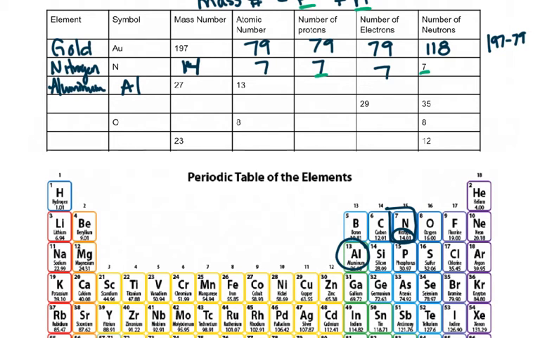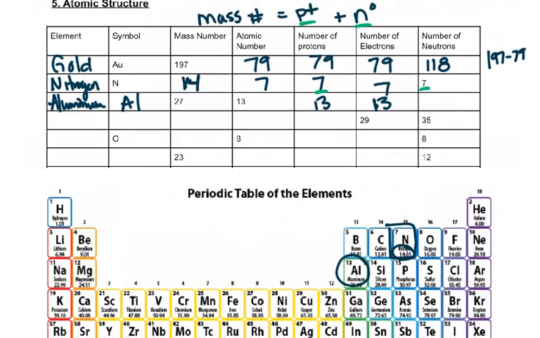And remember, atomic number, protons and electrons are all going to equal each other. And then again, in order to find my number of neutrons, I need to take my mass number and subtract my protons. So 27 minus 13 gives me 14. So 14 neutrons.